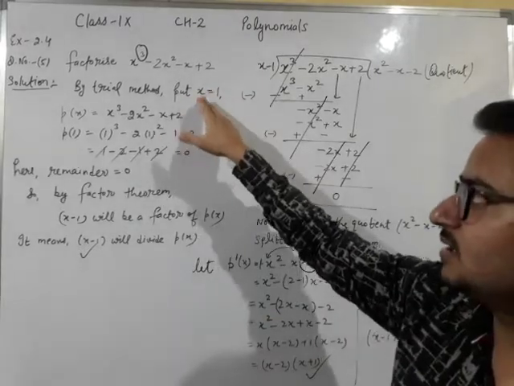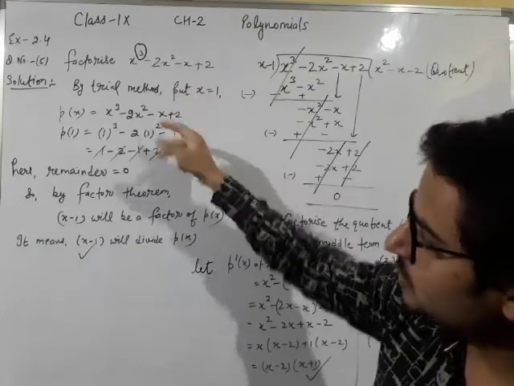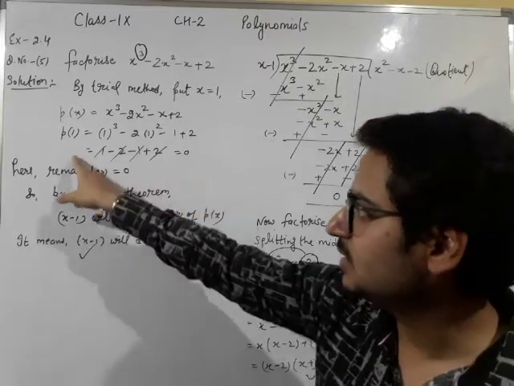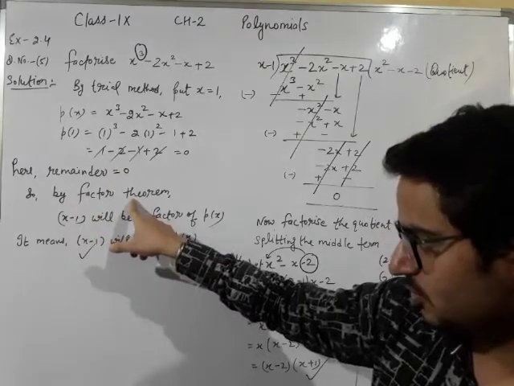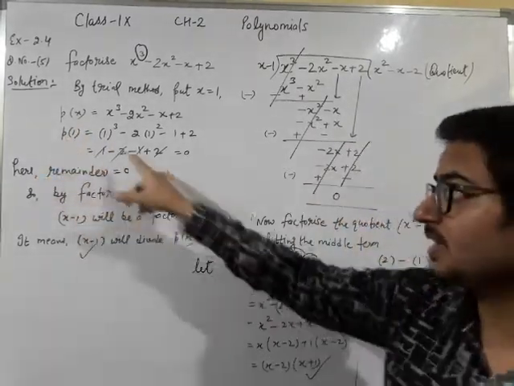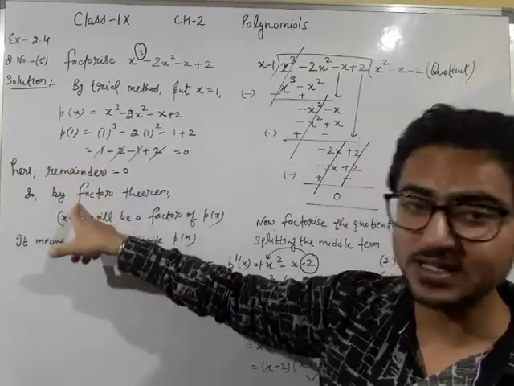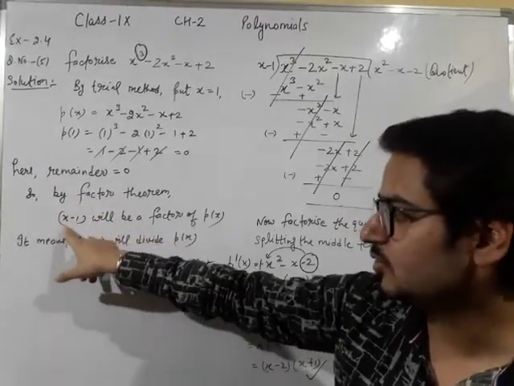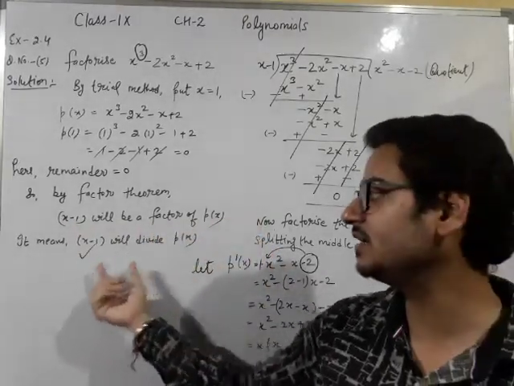First of all, by the trial method, we will find the value of x such that after putting that value, the value of the given polynomial should be equal to 0. That means the remainder is equal to 0. And if the remainder is equal to 0, we know by the factor theorem, x minus a, so x minus 1, because the value of a is 1 here, will be a factor of p(x), and if it is a factor of p(x), then it will definitely divide p(x).